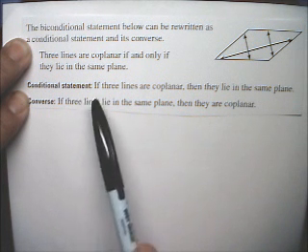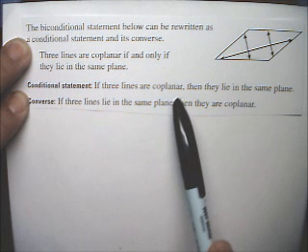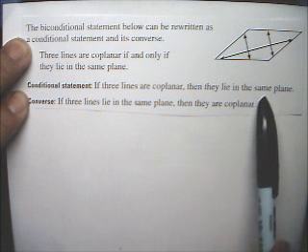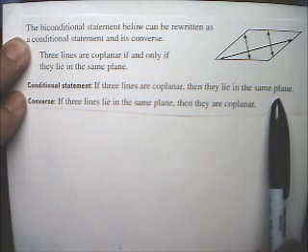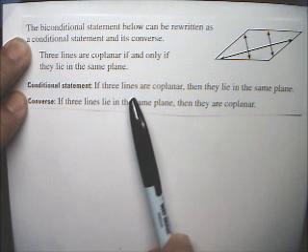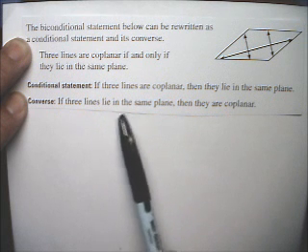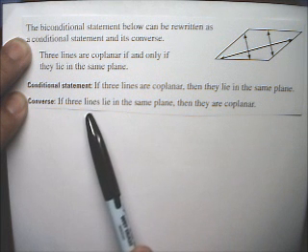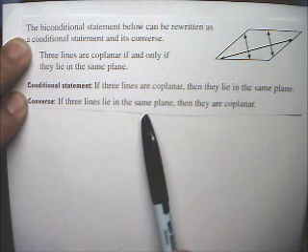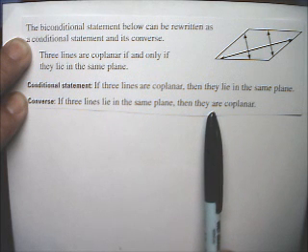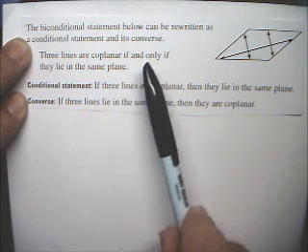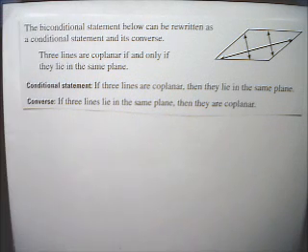So we look at the conditional. If three lines are coplanar, then they lie in the same plane. Well, that's got to be true, because three lines coplanar lie in the same plane. That's what coplanar means. So now we look at the converse. If three lines are in the same plane, then they are coplanar. And that's also true. And that's why the biconditional statement is also true, because both the conditional and the converse are true.